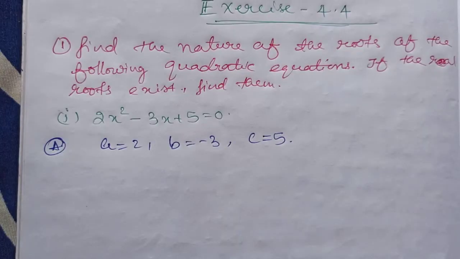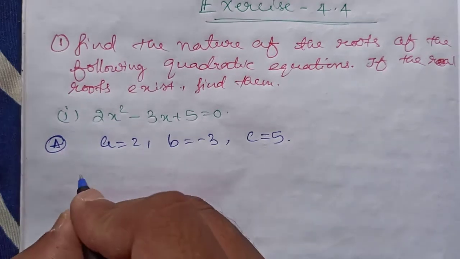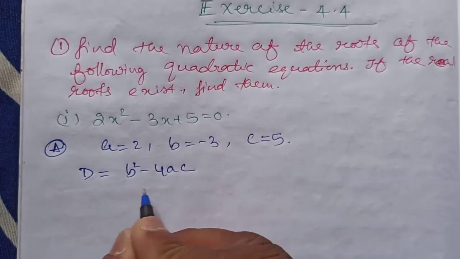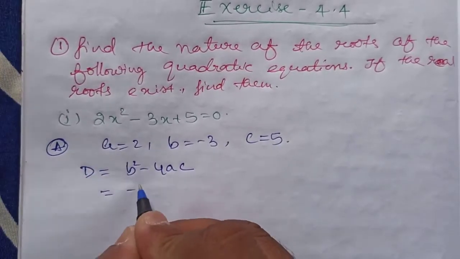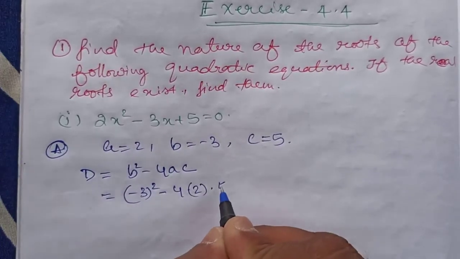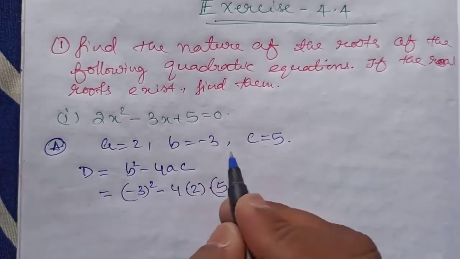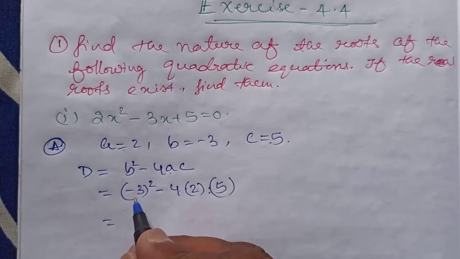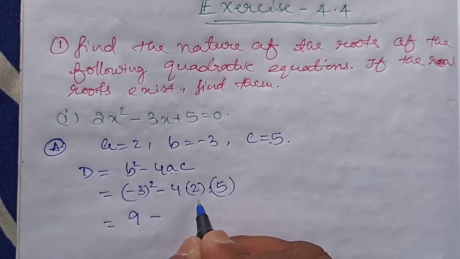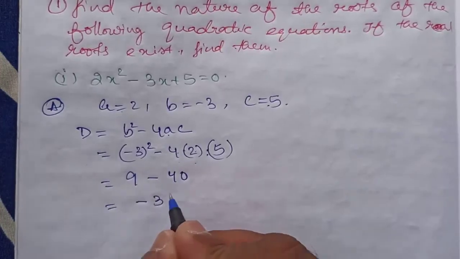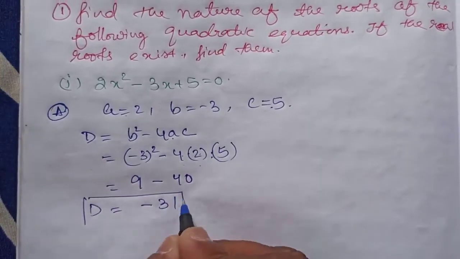First of all we will find the discriminant, then we will see what kind of nature of roots we got. So d equals to b square minus 4ac. B is minus 3 square minus 4 into a is 2 into c is 5. Now multiply: minus is plus, 3 3s are 9, minus 4 2s are 8, 8 5s are 40. 9 minus 40 is minus 31. D we got minus 31.